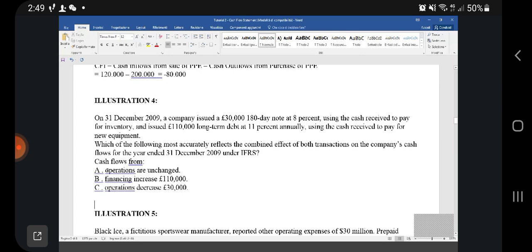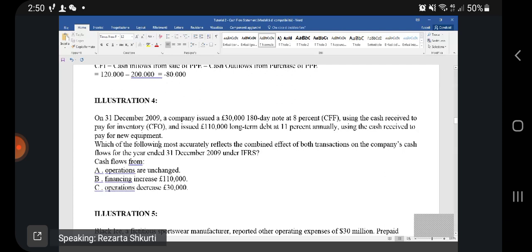You are thinking or maybe discussing with each other, I'm starting to have some hints written there. If we issue a 180-day note, that means this is a short-term loan at 8%, but still that is cash flows from financing, okay? We generate some money and we use this money to purchase inventory. Purchasing inventory is cash flows from operations, right?